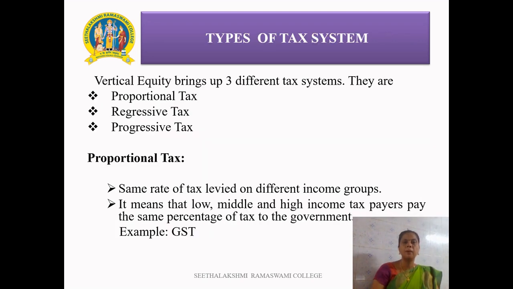Vertical equity brings up three different tax systems. They are proportional tax, regressive tax and progressive tax. Proportional tax. Under this tax system, same rate of tax is levied on different income groups. It means that low, middle and high income taxpayers pay the same percentage of tax to the government. GST is an example for proportional tax.